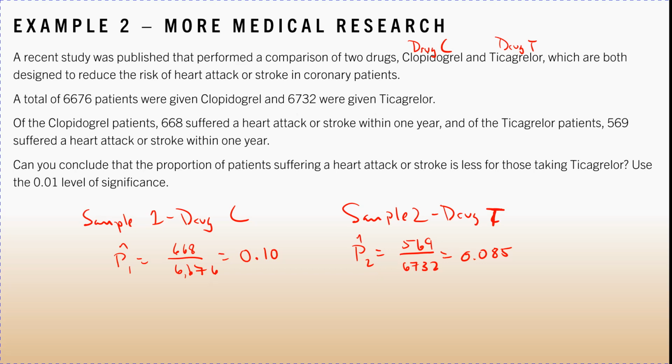But anyways, can you conclude that the proportion of patients suffering a heart attack or stroke is less for those taking this second drug? Okay, so right here, this is what we're testing. And here we want to switch it up and use the 0.01 level of significance. Notice that this is only a 1.5 percentage point difference, but look at how large the sample sizes are. I mean, that's going to be a big factor here. Okay, so it's about people who suffered a heart attack or stroke within 1 year on these drugs.